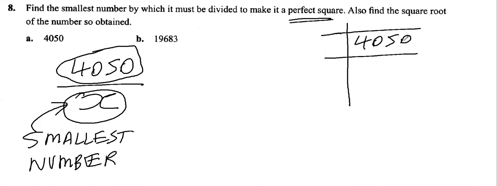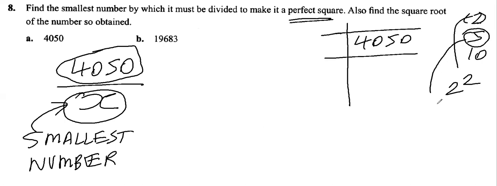I can divide, but I am not going to divide by 2, I am not going to divide by 5, and I am not going to divide by 10 either. By which number will I try to divide? I will try to divide by 2 square, and I will try to divide by 5 square. That's what I will try to do.